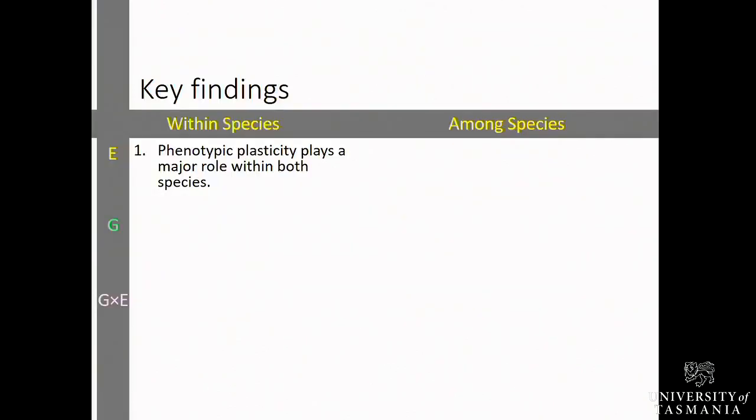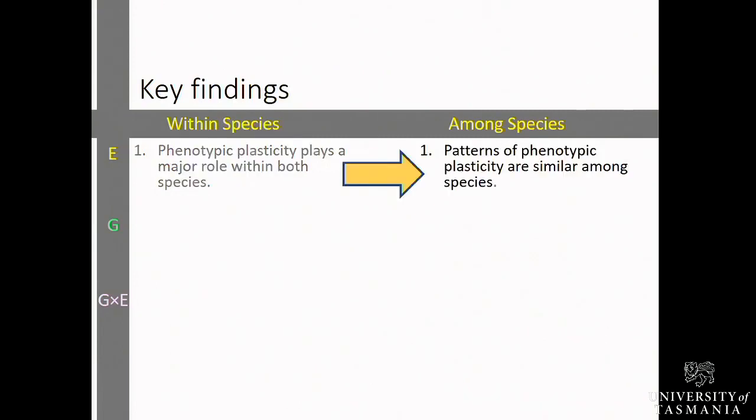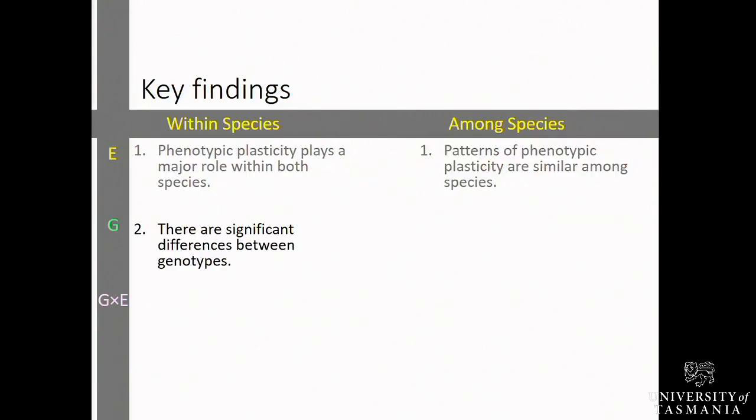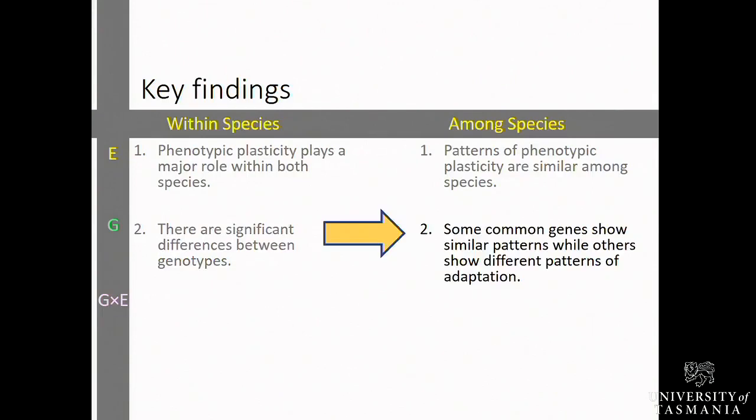So just a little conclusion slide. Phenotypic plasticity plays a major role in both species, and among species it's pretty common that a lot of it is similar, so it's been conserved. There are significant differences between genotypes within each species. And among species there are some similar patterns, but also some different patterns. So there's pretty interesting stuff going on here.